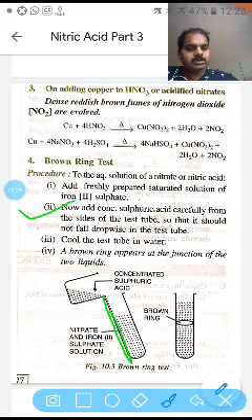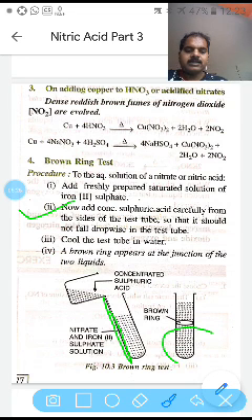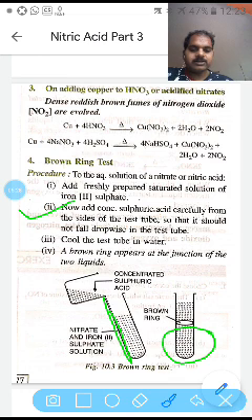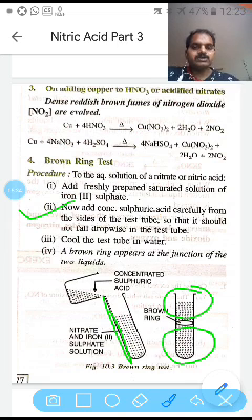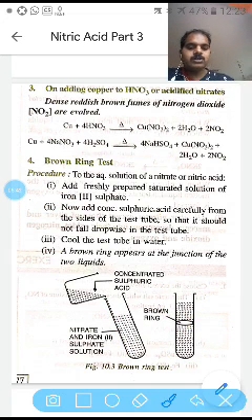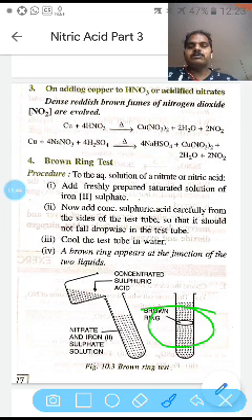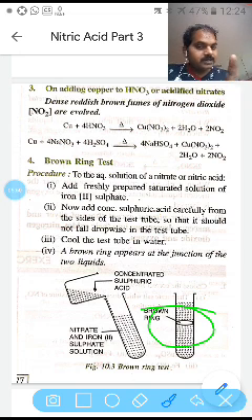It will just trickle down slowly to the bottom, and this area will contain nitric acid, and this upper area will contain the aqueous solution of the salt along with freshly prepared ferrous sulfate solution. In this junction, we will see a brown ring. This brown ring clearly identifies nitric acid or a nitrate salt.